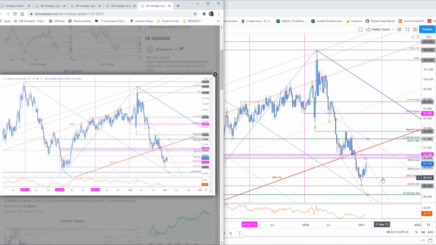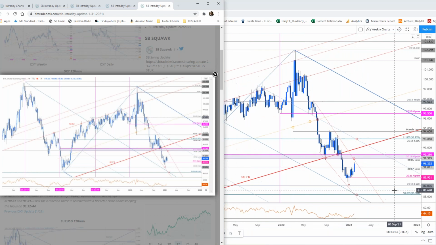Next upside level of resistance for the DXY: a little more room until you run into this little consolidation slope here, but more so the lateral levels of significance are right here at the 2016 low, the 2018 open, a major pivot in price. And again, that's 91.91 into 92.28. That's your key resistance as far as the weekly charts are concerned.